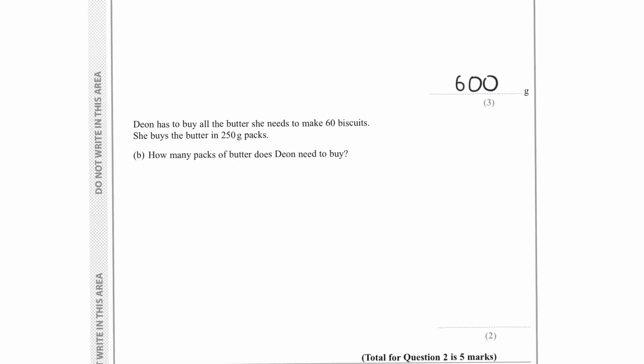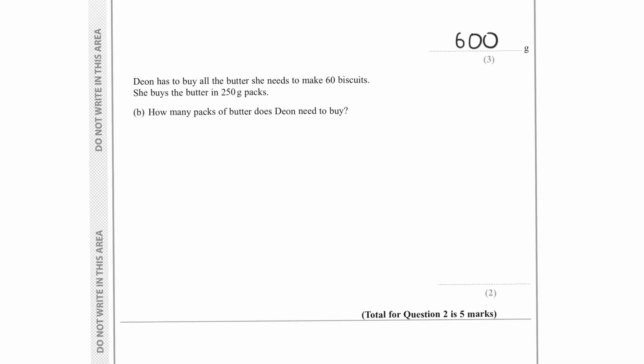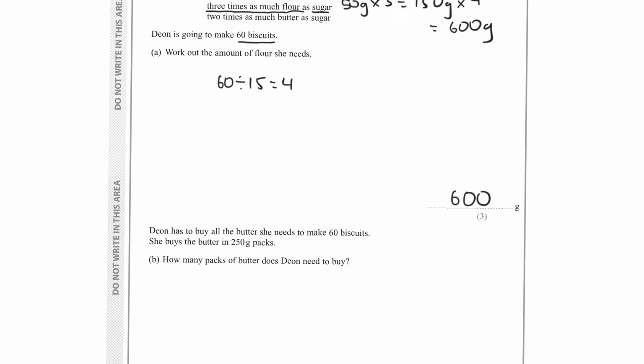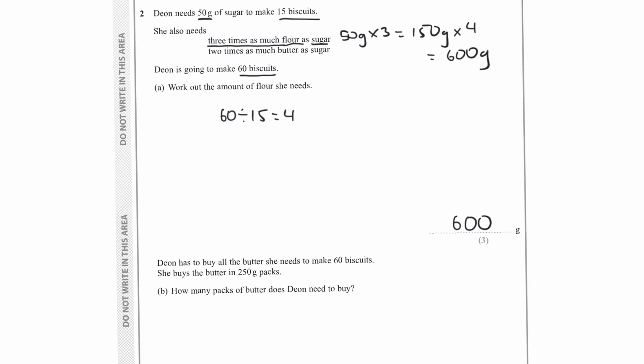It then goes on to say, Dion has to buy all the butter that she needs to make 60 biscuits. She buys the butter in packs of 250 grams, and it says how many packs would she need. So we're going to work out how much butter she needs first. She needs twice as much butter as sugar. So we are going to do 2 times 50, which would leave us with 100 grams. That's for 15 biscuits. So for the 60 biscuits, we're going to times it by 4 like we did before. That would leave us 400 grams.